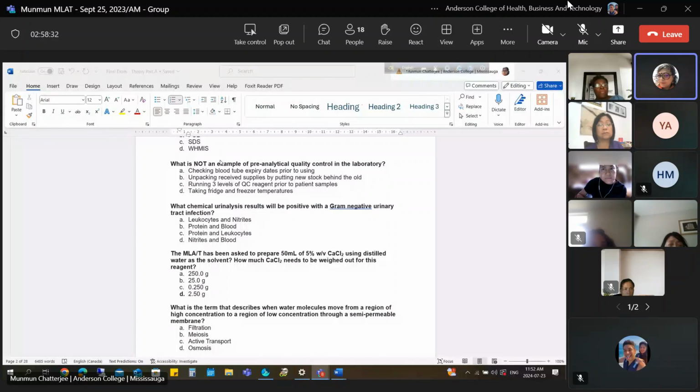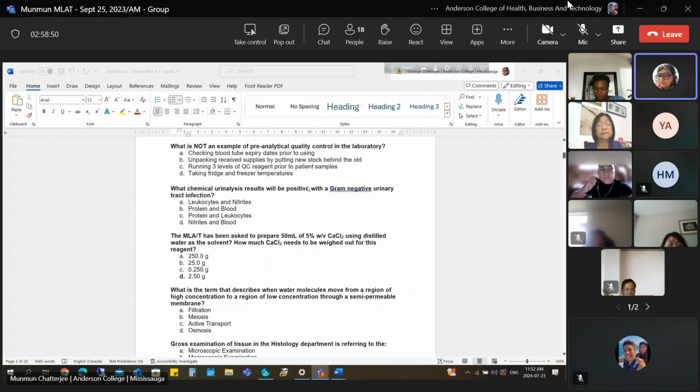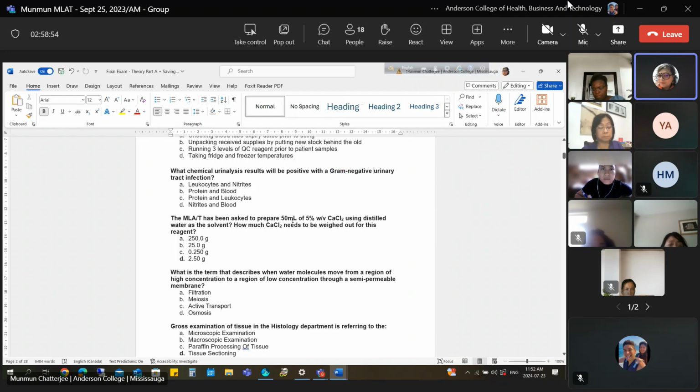What is not an example of pre-analytical quality control in the laboratory? Checking blood tube expiry dates, unpacking received supplies by putting new stock behind the old, running 3 levels of QC prior. Okay, so that is the analytical phase. Okay, good. So it looks easy for you guys. Everybody, I'm just hearing a couple of voices. Do you think everybody is in the same boat? If you cannot, you have to think about the questions and you can find out the answer.